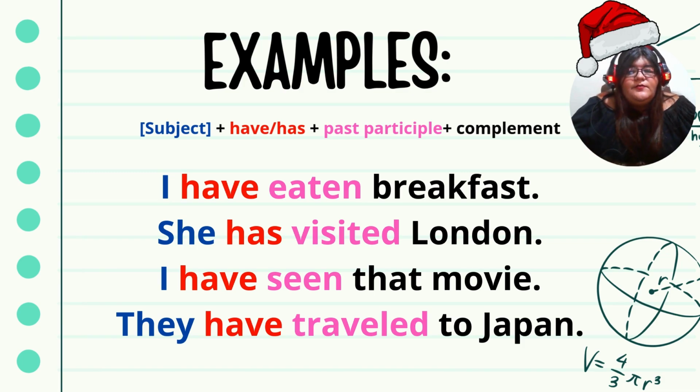Keep in mind that we have the complement in black. I have eaten breakfast. She has visited London. I have seen that movie. They have traveled to Japan.